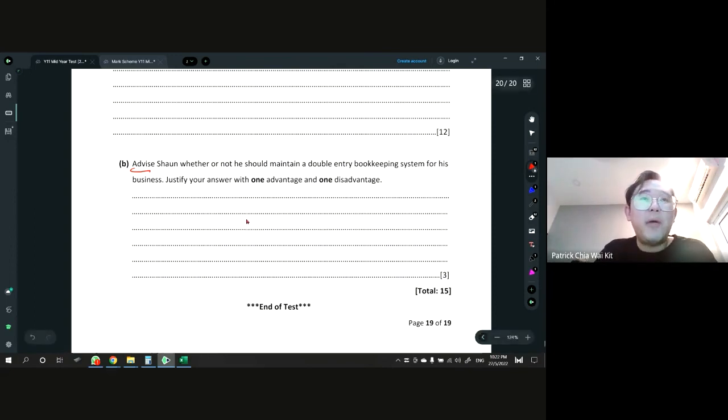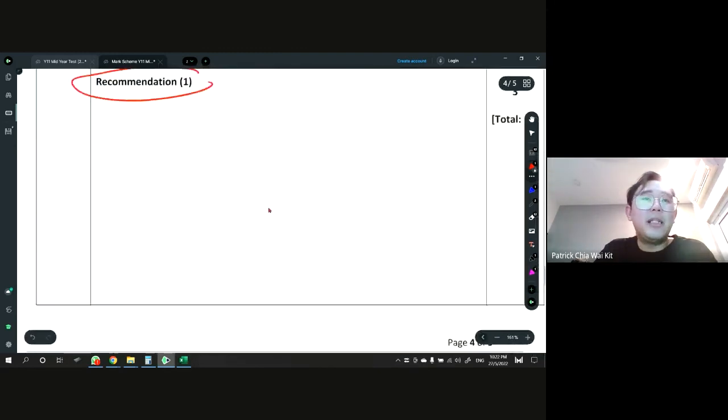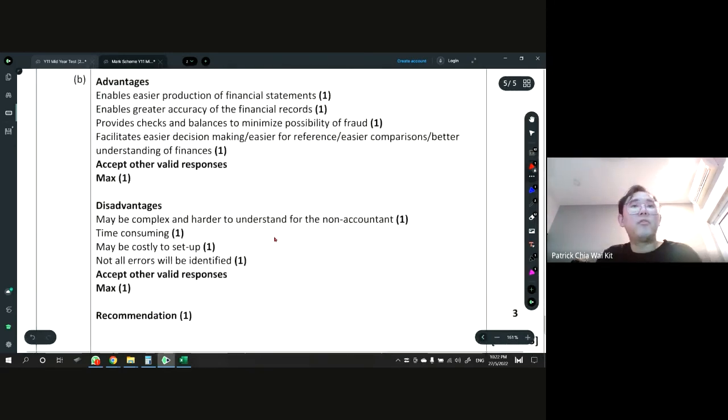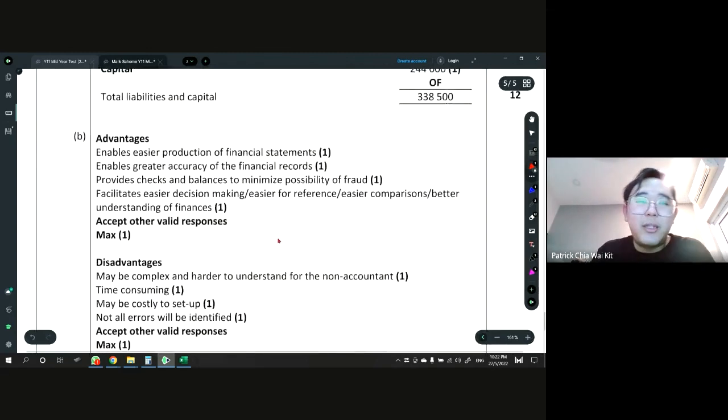All right, so advice Sean, whether or not she should maintain a double entry bookkeeping system for his business. So give one good and one bad of having a bookkeeping. Let's look at the marking scheme again. What are the advantages and disadvantages of bookkeeping? So many here. Let's look at the good thing first.